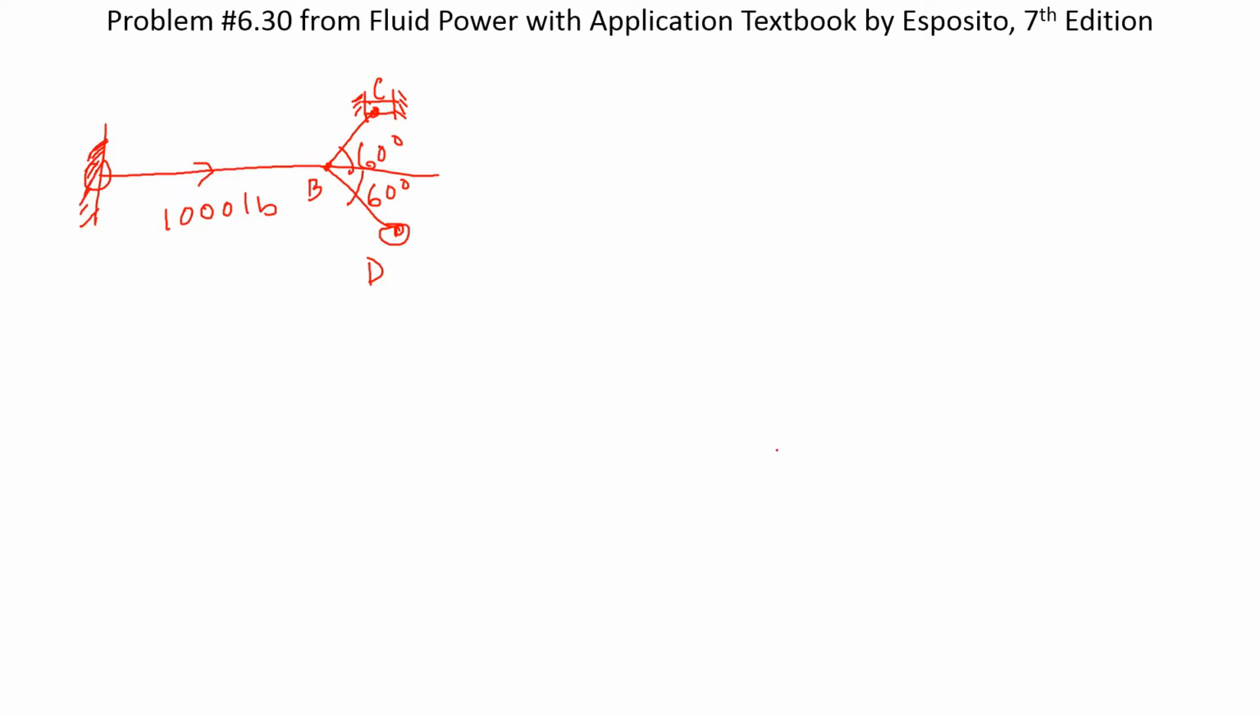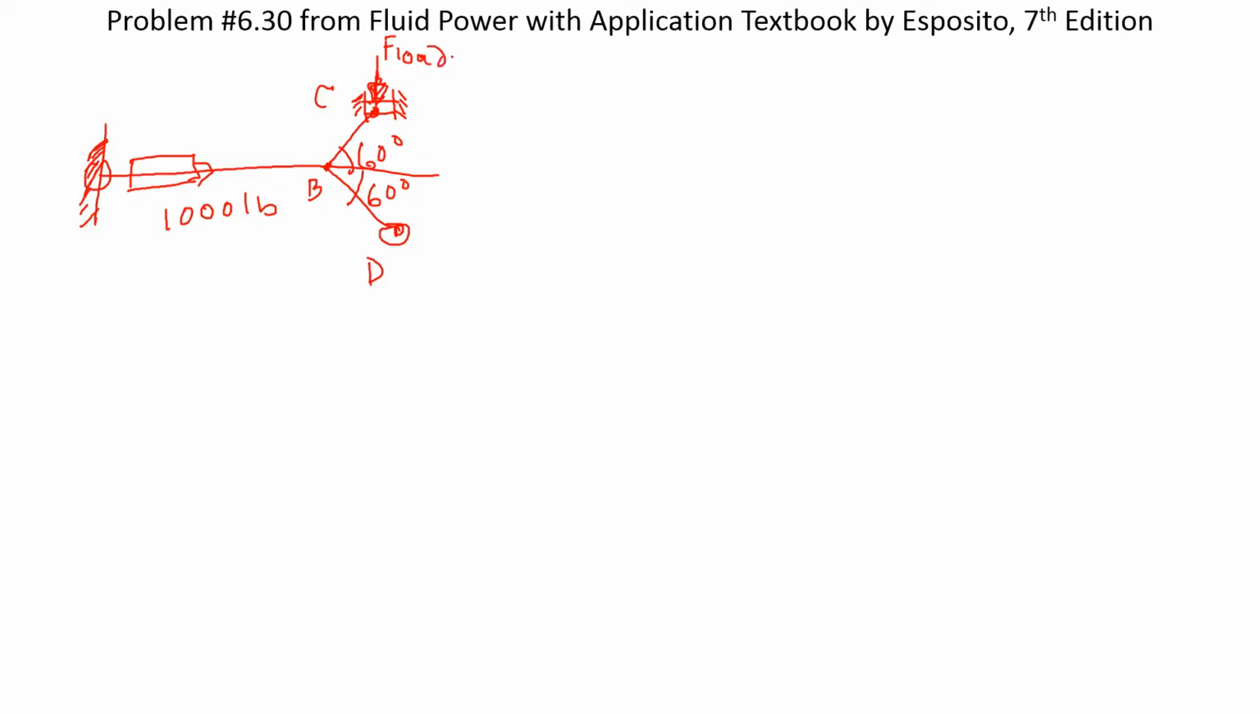This problem is from the fluid power textbook, Anthony Esposito, Fluid Power with Applications. This is problem number 30 from chapter 6, 7th edition, the cylinder chapter. In this problem there is a cylinder here that is applying 1000 pounds, and that is translated to move this load right here at point C.